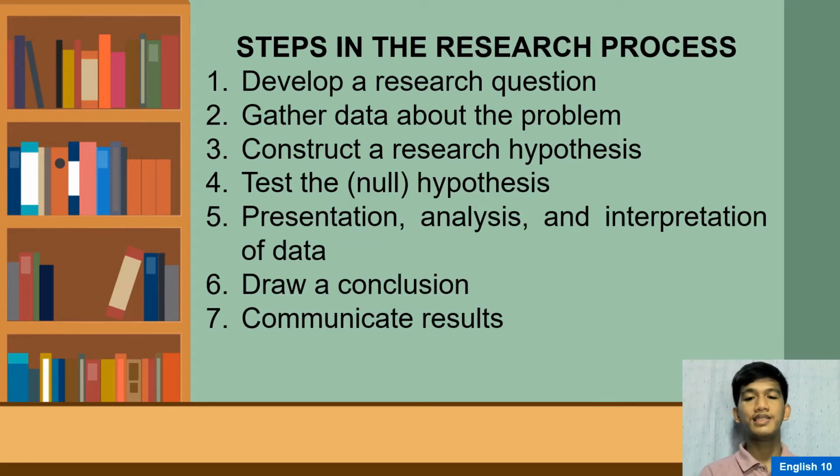Now here are the steps in the research process. Earlier, it is said in the definition that research is systematic. It is systematic because it involves procedure or a process, and that process involves steps. Now we're going to talk about those steps right now. First, we have developing a research question. Research begins with a question.